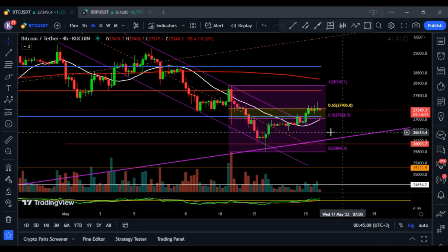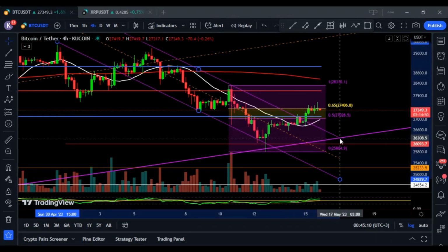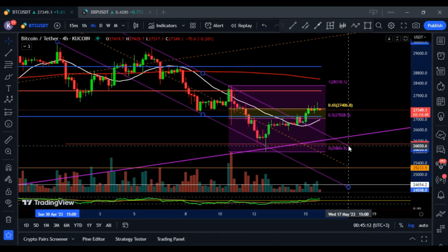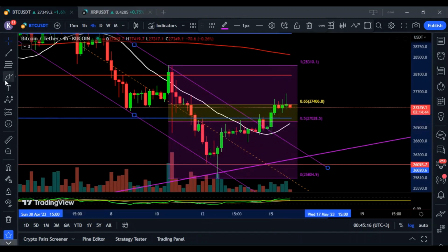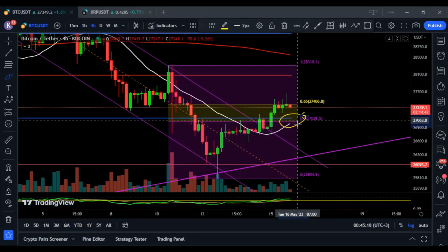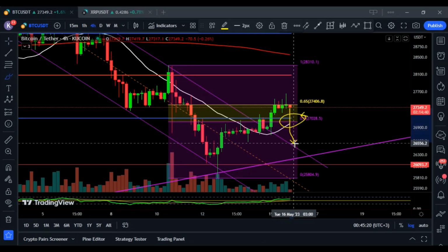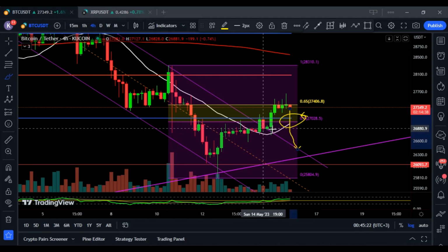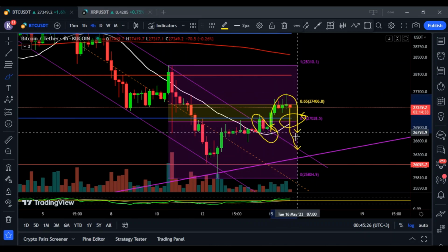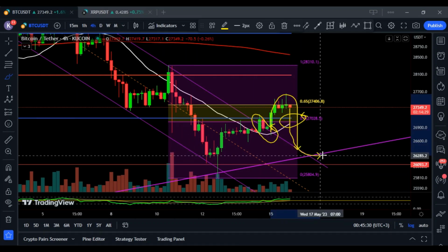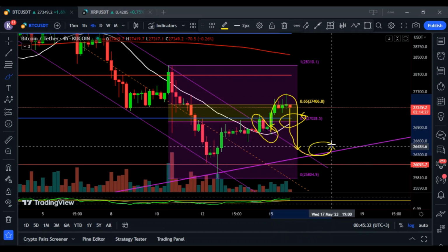If we move this parallel channel a little bit, expand it a little bit lower, then yeah, losing this area here would take us all the way back to our parallel channel, which we just broke, and it would make sense to come back and retest it for support, which we don't know exactly when.